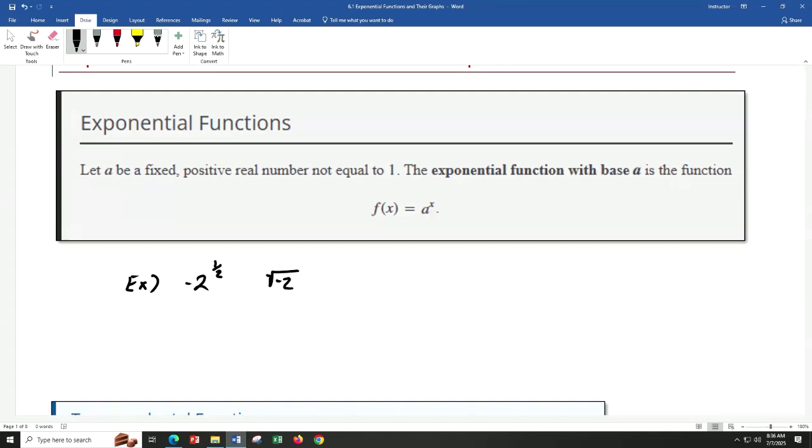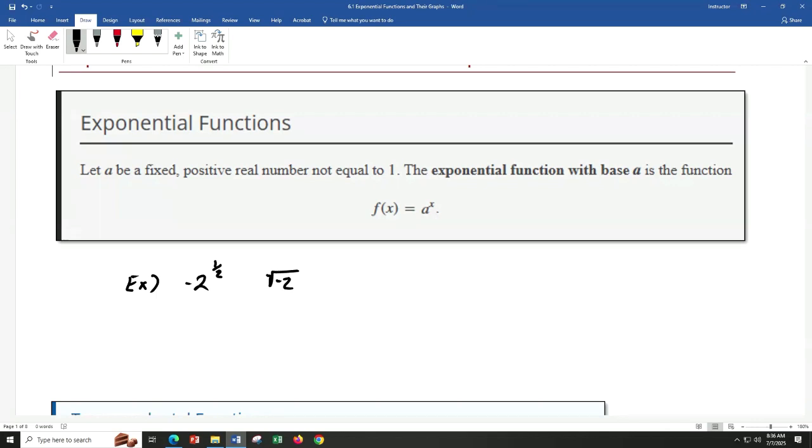And look at how these are talked about. Let a be a fixed positive real number. That's not going to end up being a real graphable number right here. So all your a's will always be greater than 0, positive. Stick with the definition.